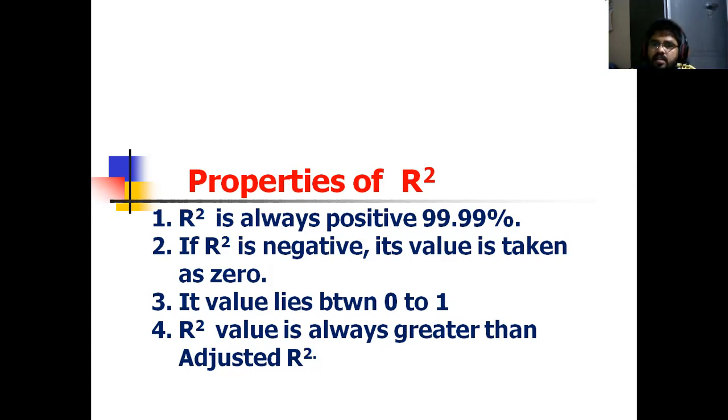And the R square value is always greater than adjusted R square. For example, as we have seen, R square value is always greater than adjusted R square value. This is a very important question. Sometimes they will ask this question: R square value is always greater than adjusted R square. See, I will show you that.